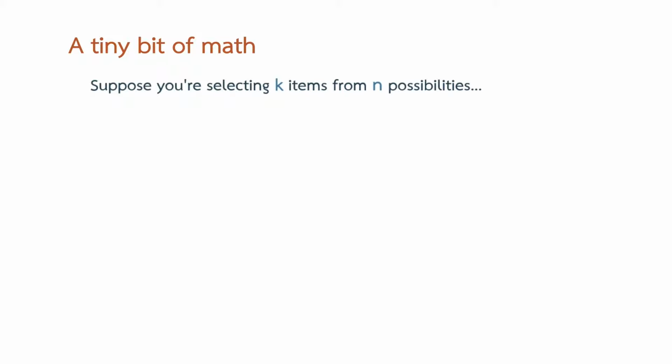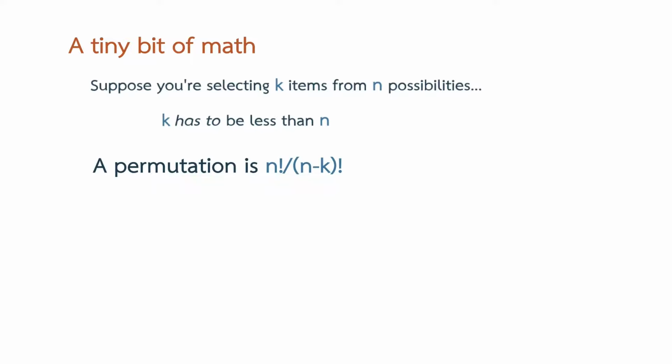Suppose you're selecting k choices from n possibilities. K has to be less than n. Otherwise, there isn't really a choice, right? The formulas are a little ugly, but hang in there. For permutation, the formula is a fraction with n factorial on the top and n minus k factorial on the bottom. For the bottom of the fraction, you do the subtraction first, and then make it a factorial. For example, if you have 5 choices and you're picking 3 items, first you subtract 3 from 5 and get 2. The bottom is therefore 2 factorial.